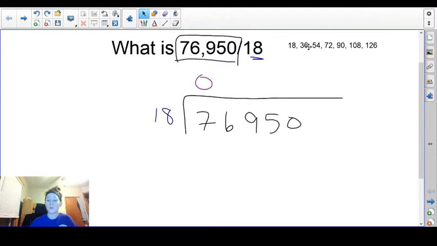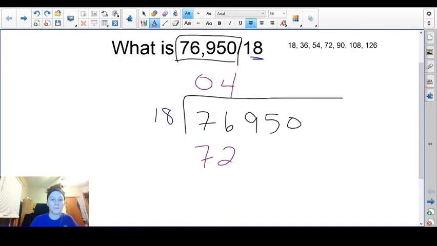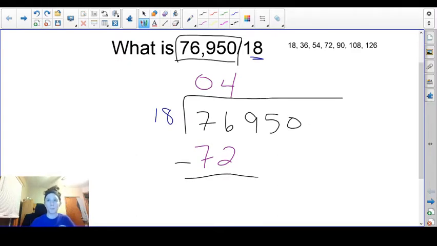So 1, 2, 3, 4. So 18 times 4 is 72. So I'm going to put a 4 up there. Then I take this multiplication and I write it down below. And then I'm going to go ahead and subtract. 76 minus 72 is 4. And then I ask myself, okay, how many times can 18 go into 4? Well, 18 can't go into 4. So because of that, I have to bring down the next number, which is 9.